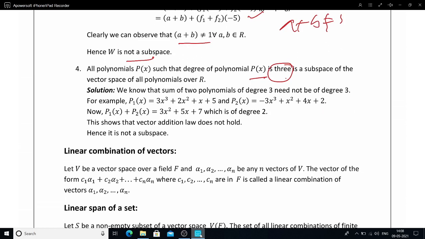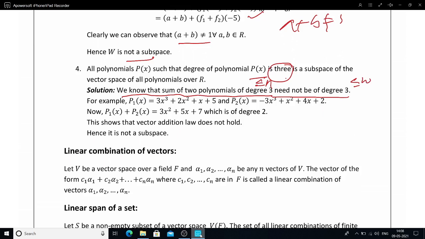Before I write P1 and P2, let me recall an important result. We know that the sum of two polynomials of degree 3 need not be degree 3. The general statement is like this: the sum of two polynomials of degree n, or less than or equal to n, need not be of degree less than or equal to n. N may be 3 or 5, 7, whatever it may be.